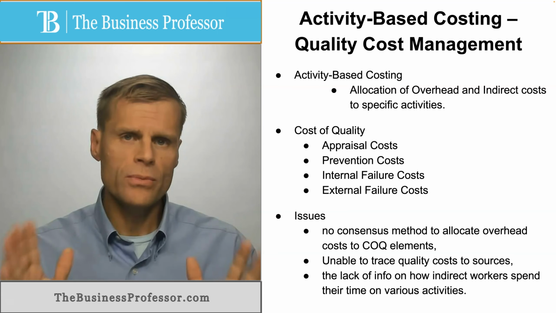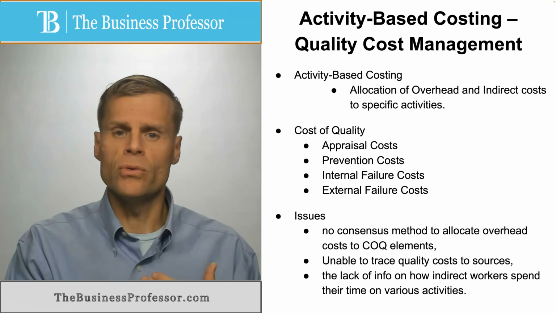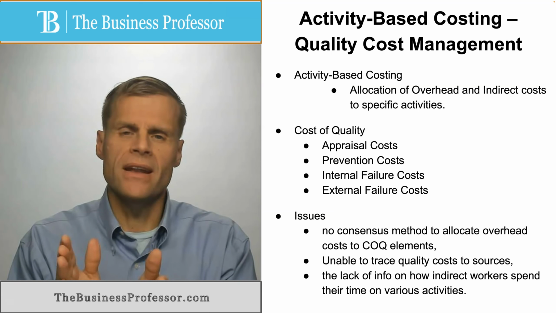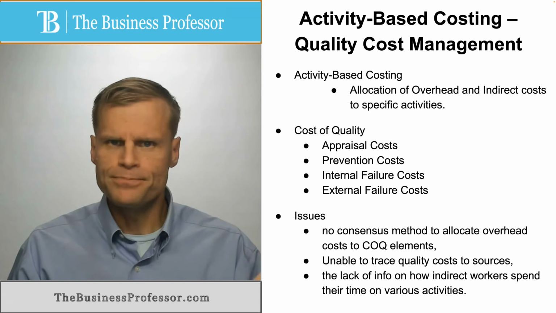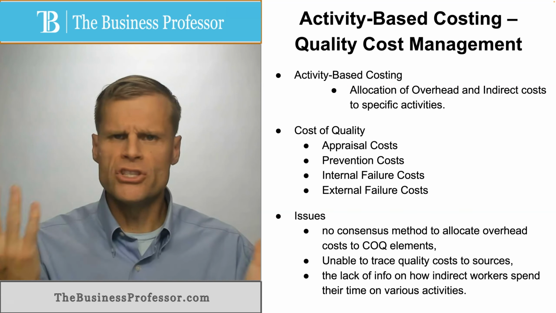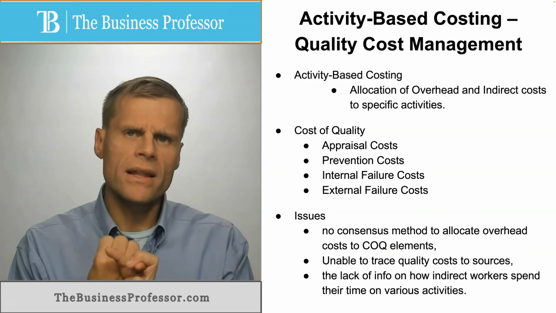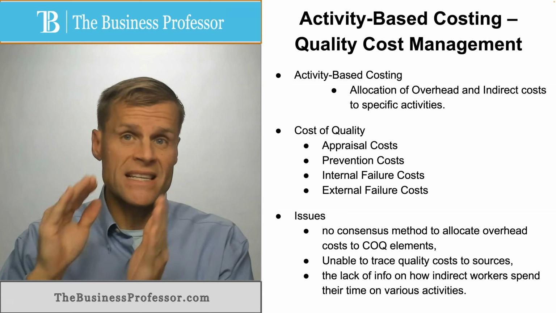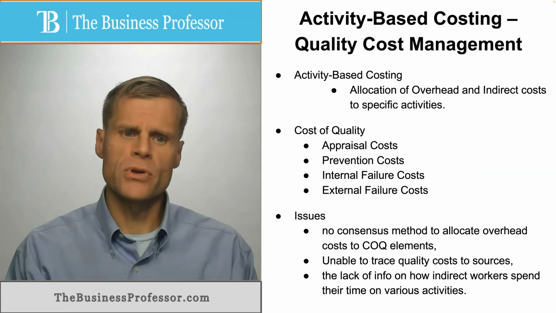But there are numerous issues with this. One, there's no consensus in how you would approach this, how you would allocate certain overhead costs to these elements of cost of quality, right? They just simply don't fit in very well. It's difficult to trace quality costs to the specific sources that give rise to the cost. So making this bridge is very difficult.